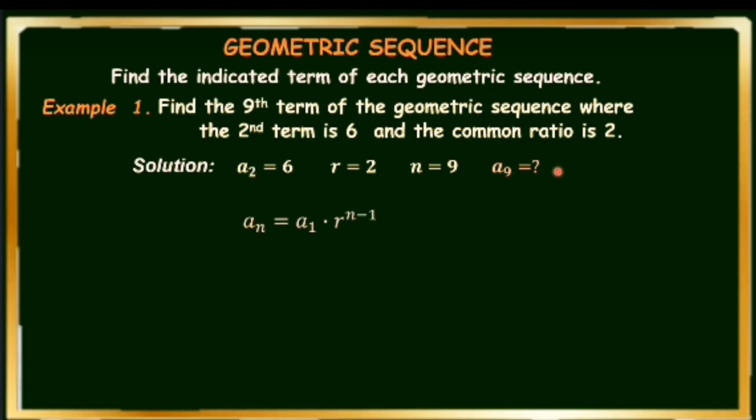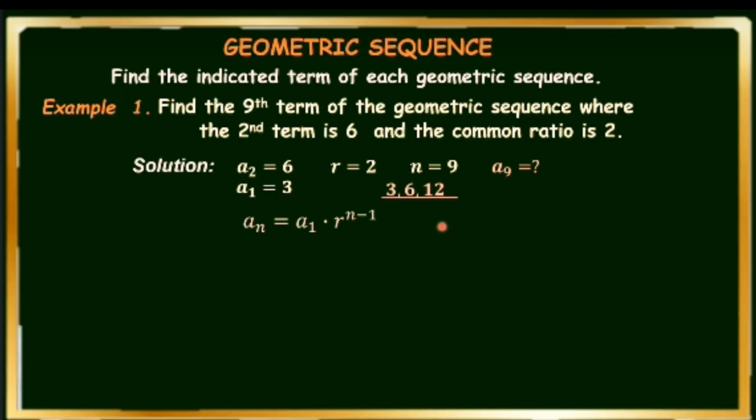Our formula in finding the nth term of a geometric sequence is a sub n equals a sub 1 times r raised to n minus 1. In this problem, a sub 1 is equal to 3. Why? Because if the first term is 3, and given that the common ratio is 2, that will give us the second term, which is 6. In fact, the first three terms are therefore 3, 6, and 12.